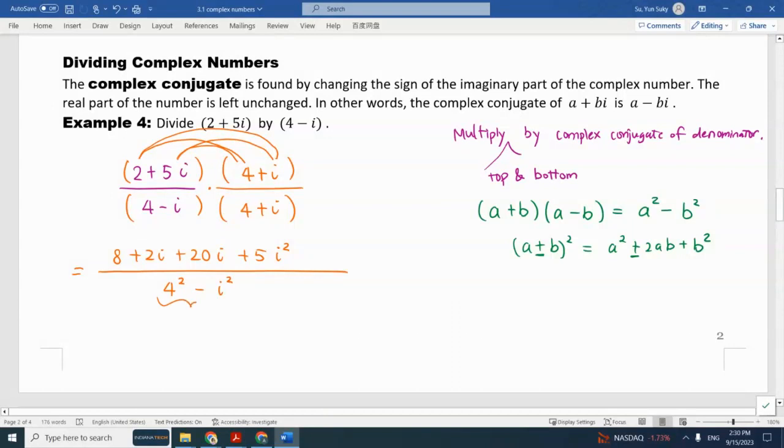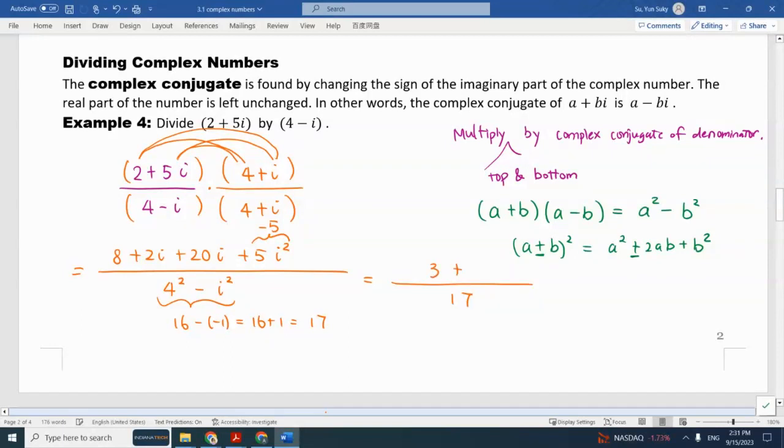Yeah. So, okay. Let's simplify this. 16 minus negative 1 is 16 plus 1, which is 17. Look at your numerator. What's i squared? Negative 1. So this becomes negative 5. Right, everybody? So combine the like terms. 8 minus 5 is 3.